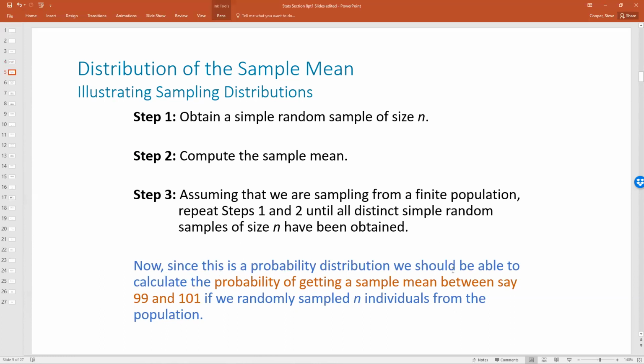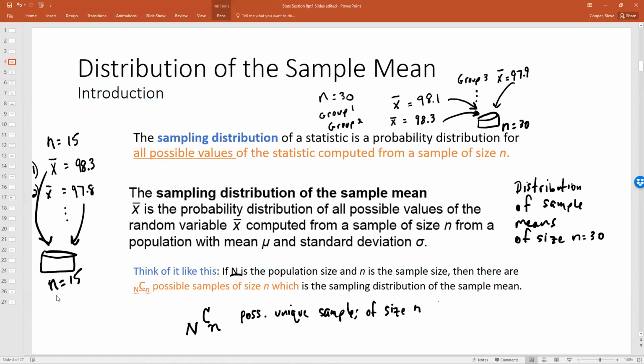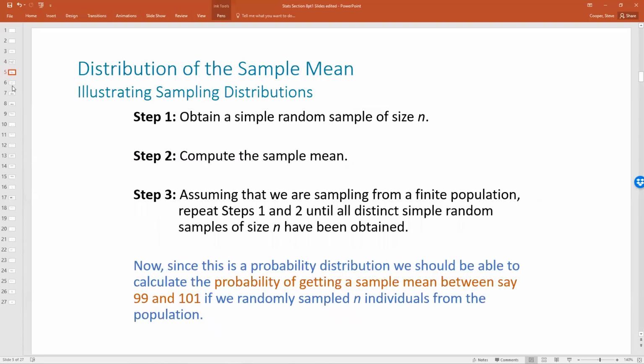So now that we've created a probability distribution of all these sample means, we can ask things like, what's the probability of getting a sample mean that's between 99 and 101 if our sample size is n? So going back to the temperature notion, I could say, if I lock the sample size of students to 15, what's the probability of getting a sample mean that's between 97 and 98? So we get to start treating it like its own little sample distribution.